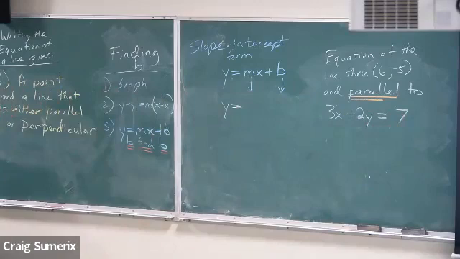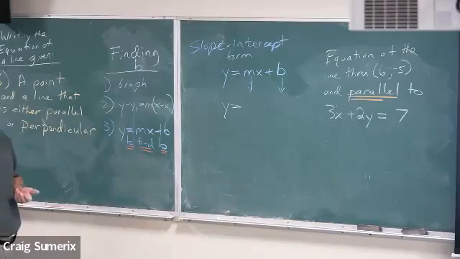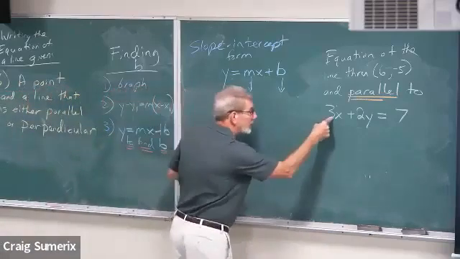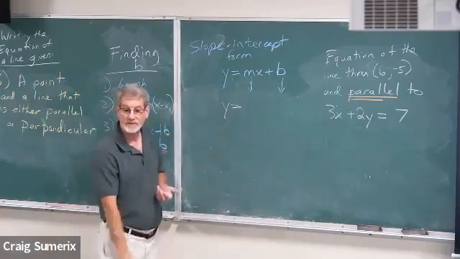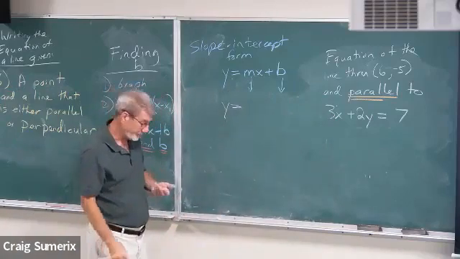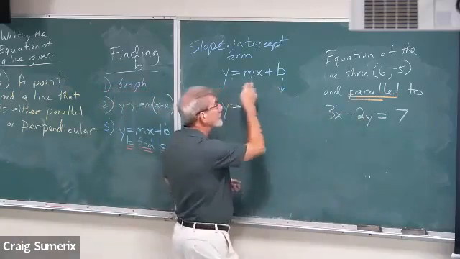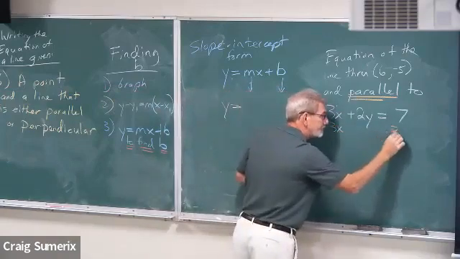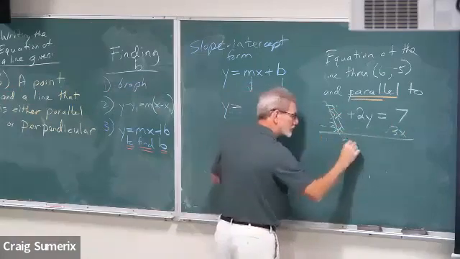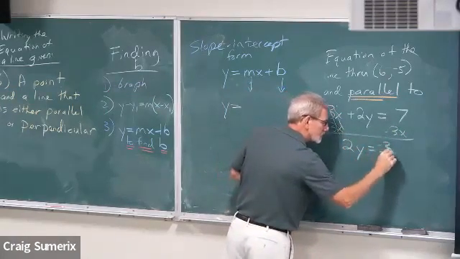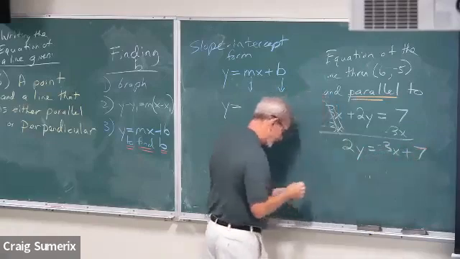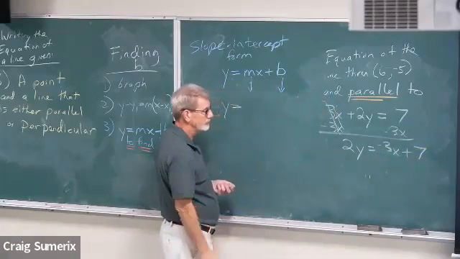Do we know what the slope on that line is? No. Can we find it though? By putting it in y equals mx plus b form. Can you change this into y equals mx plus b form so we can find the slope? Okay, so first you're going to subtract 3x. The x has got to be on the other side. And then it's going to be 2y equals -3x plus 7. And then we're going to divide both sides by 2.